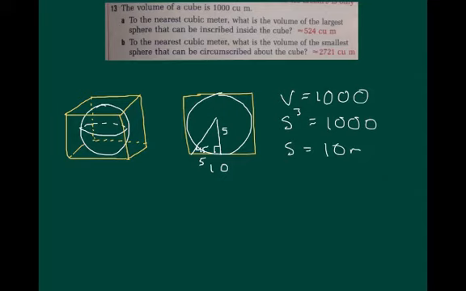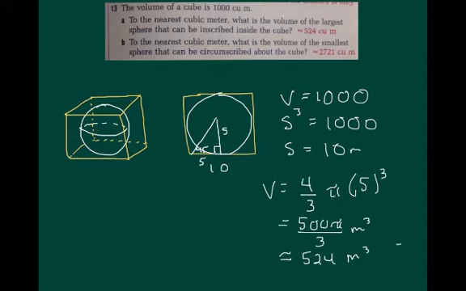So if I wanted to calculate the volume of that sphere, it's going to equal 4/3 pi times that radius of 5 cubed. If I multiply that out, I get 500 pi over 3, or the decimal approximation is about 524 cubic meters. All right, let's take a look at part B on the next slide.